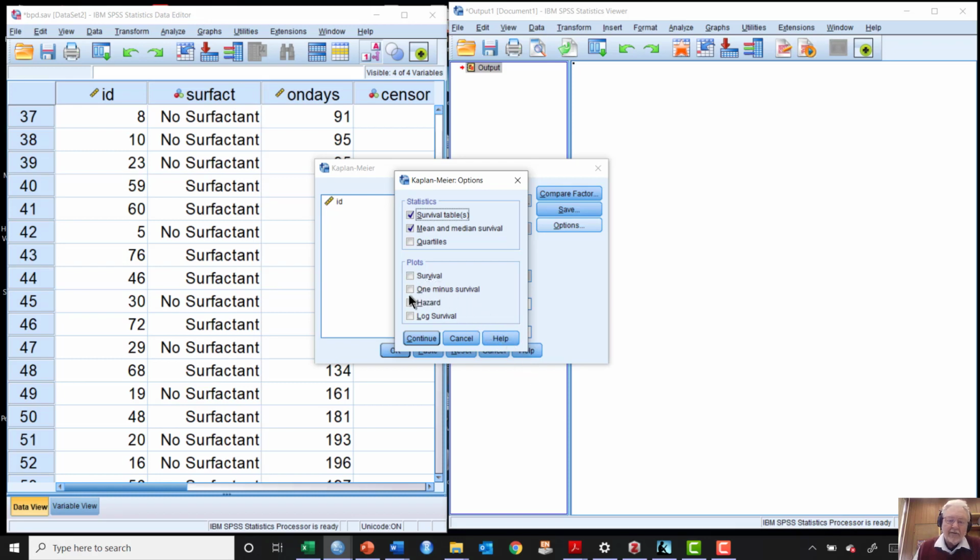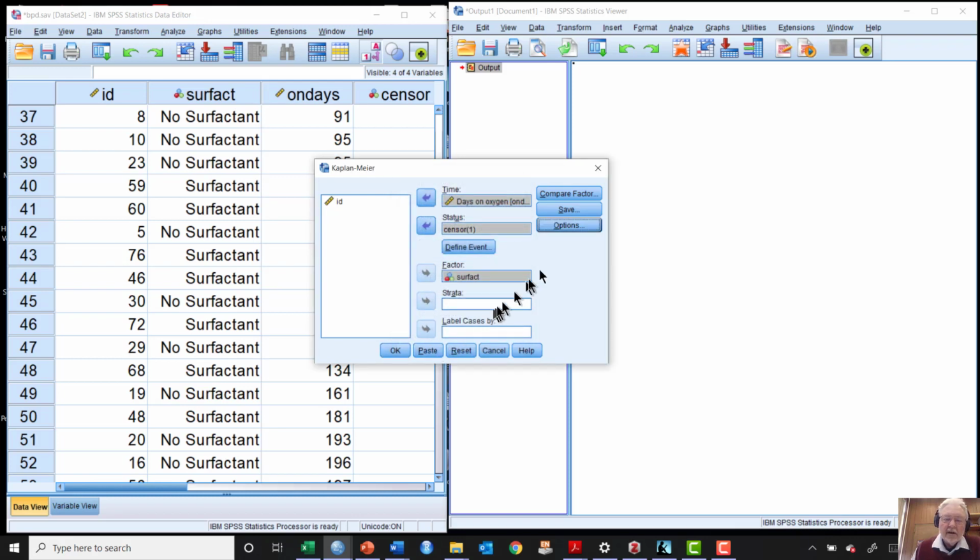1 minus survival means the time that they go off oxygen in this case, or death rate in another case. It starts at 0 and goes up over time. It's just a preference. They're exactly the same thing, just whether you want to see your curve go up or down. So we'll click on survival, continue.